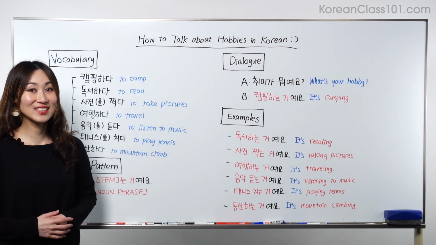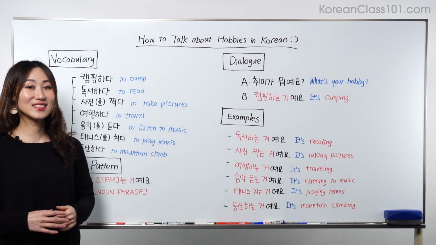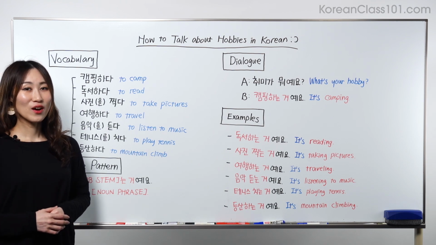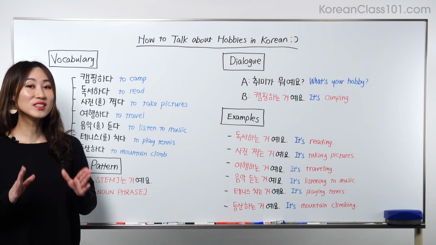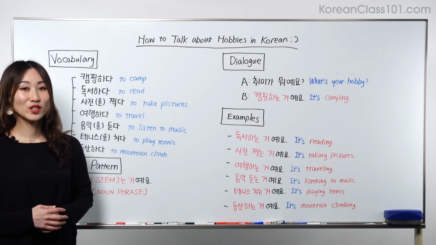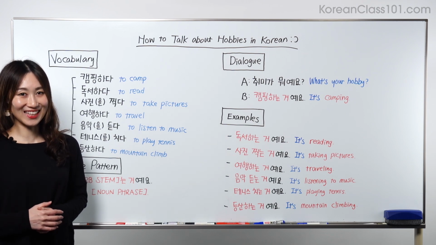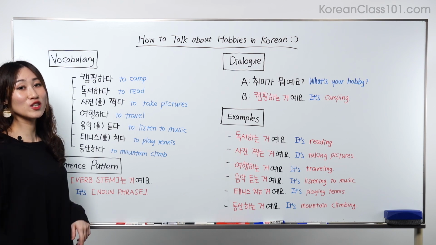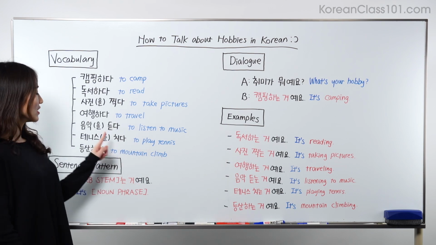테니스를 치다. It means to play tennis. Again, you can omit 를 here, which is another object marking particle. So you can just say 테니스 치다. I said object marking particle, but it's using 을 and 를.